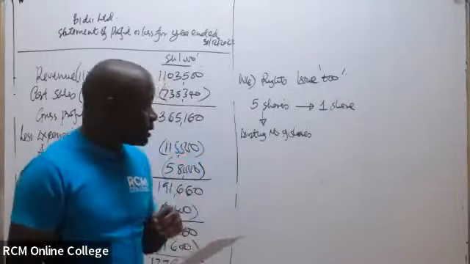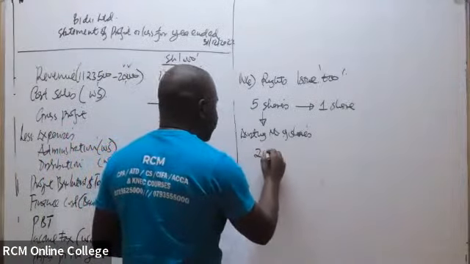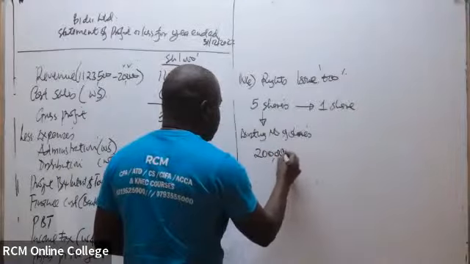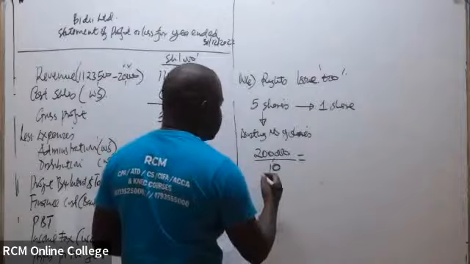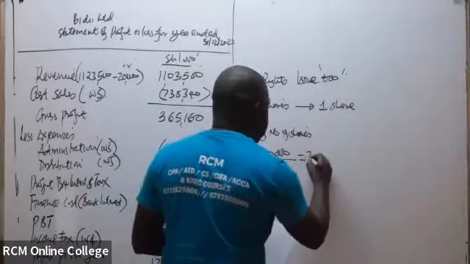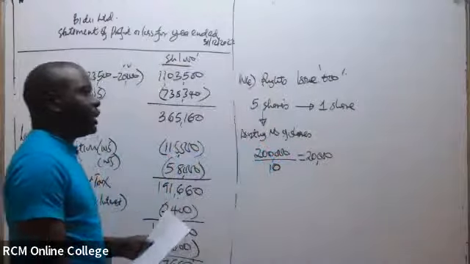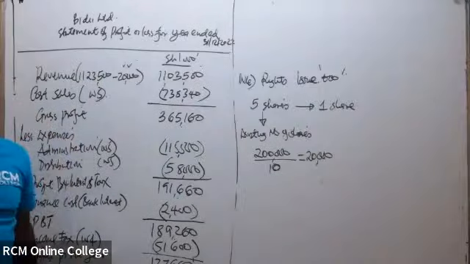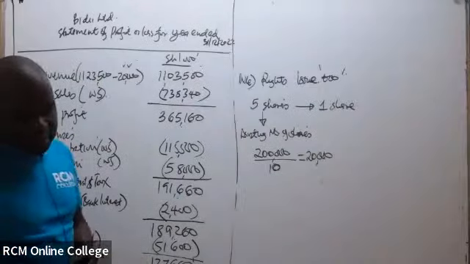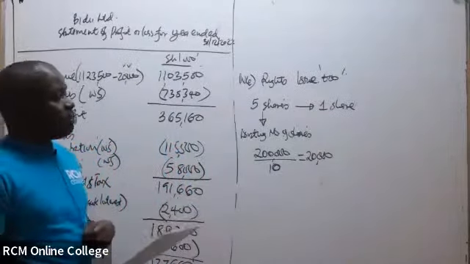And therefore, for us to know the current number of shares, we take the 200 million and divide by the price per share. And of course, this will give us how much? 20 million shares. So that is what it will give us.